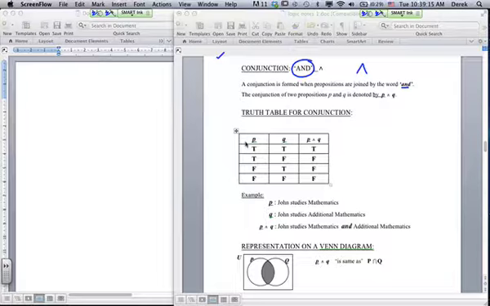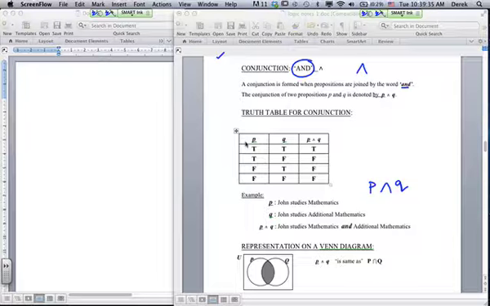My P proposition: John studies mathematics. Q: John studies additional mathematics. So this is P and Q. So P, the conjunction, and Q would say that John studies mathematics and John studies additional mathematics.